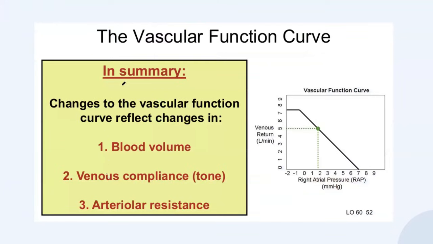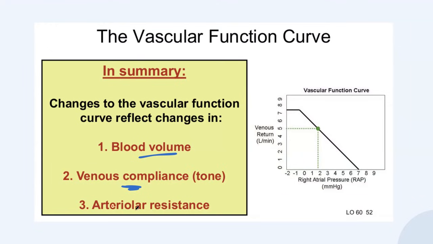Now, this is a summary of the curve. So you have changes to vascular function curve reflect changes in blood volume. So if you have increased blood volume, you have increased venous return. If you have decreased blood volume, you have decreased venous return. Then you have venous compliance or venous tone. If there is decreased venous compliance, means the veins are not compliant, they're restricting. That means you have increased venous return to the heart. However, if they're very compliant, you have an increase in venous compliance. That means the blood is allowed to stay in the veins. It's not going up. That means the venous return is going to decrease.